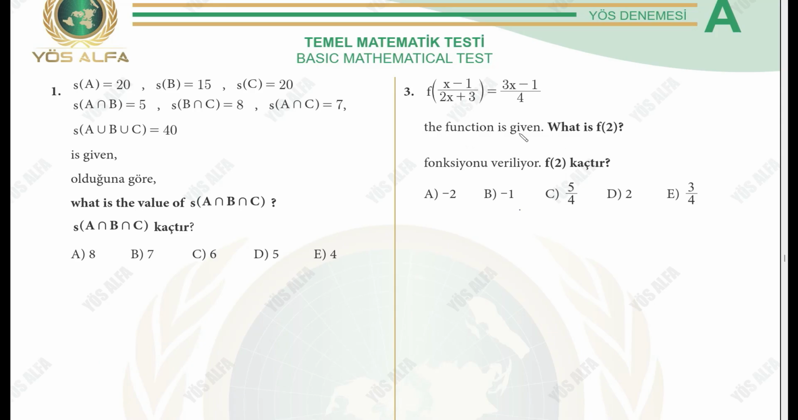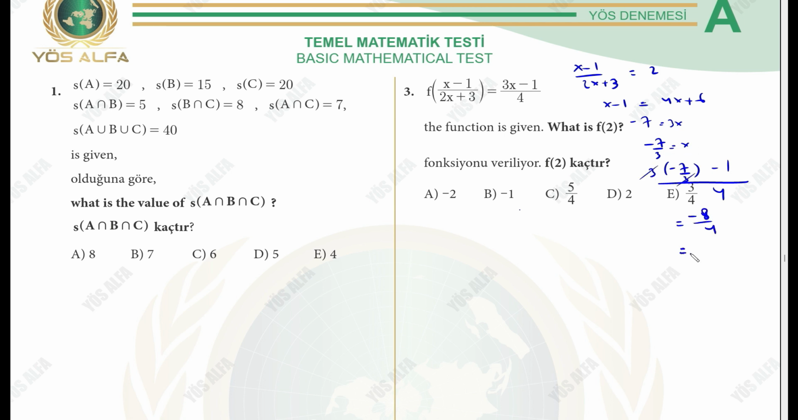Number 3, the function is given. What is f of 2? So we're asked to find the output of the function when the input is 2. So we first have to equate the input expression with 2. So x minus 1 is equal to 4x plus 6, so 3x is minus 7, and x is minus 7 over 3. When we plug this value into the output expression, we get our output as this one. 3 cancels out each other, and we get minus 8 over 4, which is minus 2.